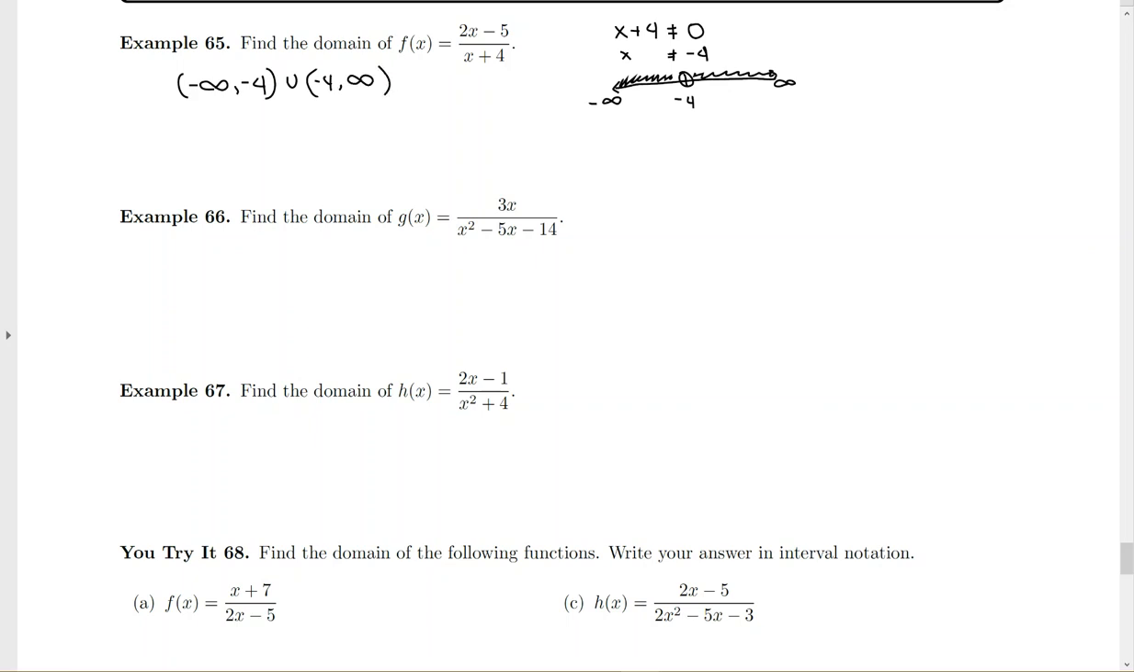Remember, there's always parentheses next to infinity symbols, and then there's a parenthesis on the -4 here. We don't put a bracket because a bracket, remember, means a filled in dot. We have an open dot here. We can't use the number -4, so we use parentheses to indicate that.